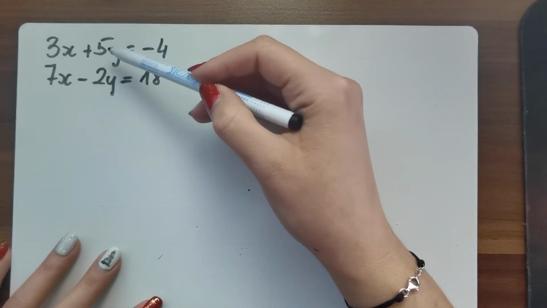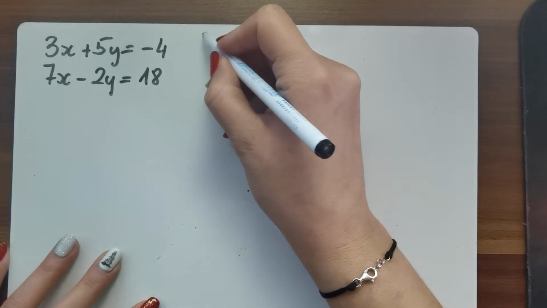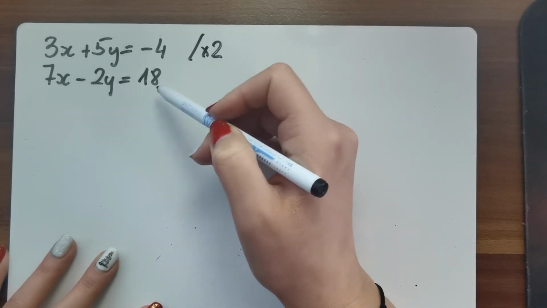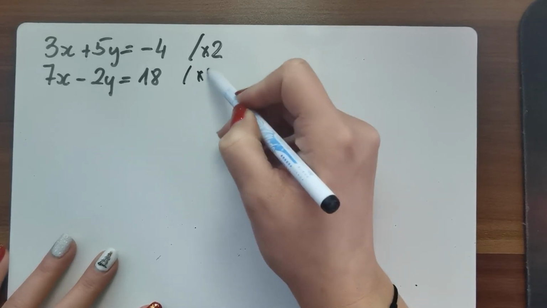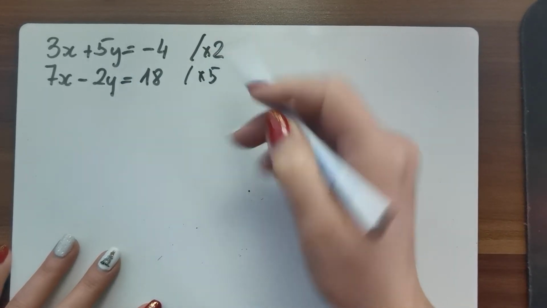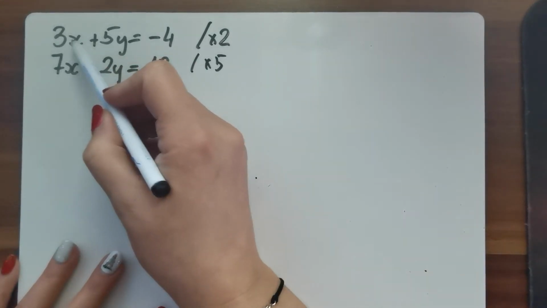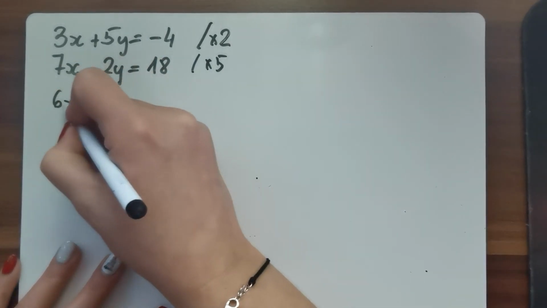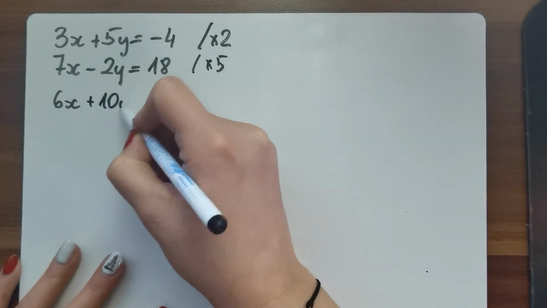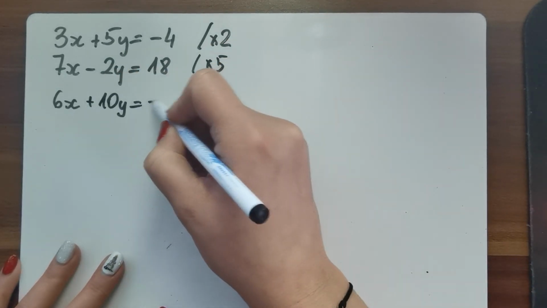5, to get 10, we need to multiply by 2. And from 2 to get to 10, we need to multiply by 5. So we are multiplying both equations by a number to get the same coefficient. So 3x times 2 is equal to 6x. 5y times 2 is equal to 10y. And negative 4 times 2 is equal to negative 8.